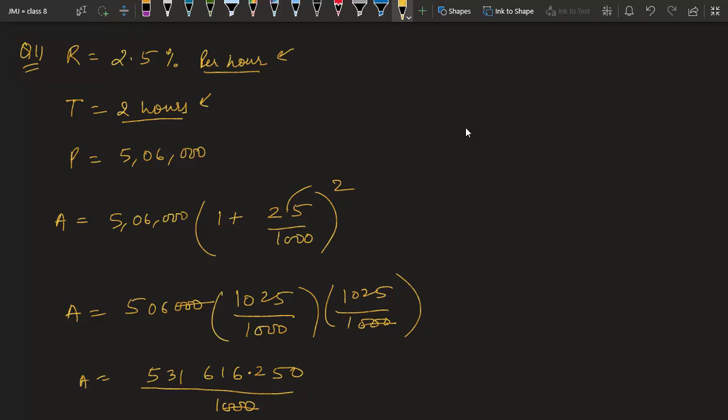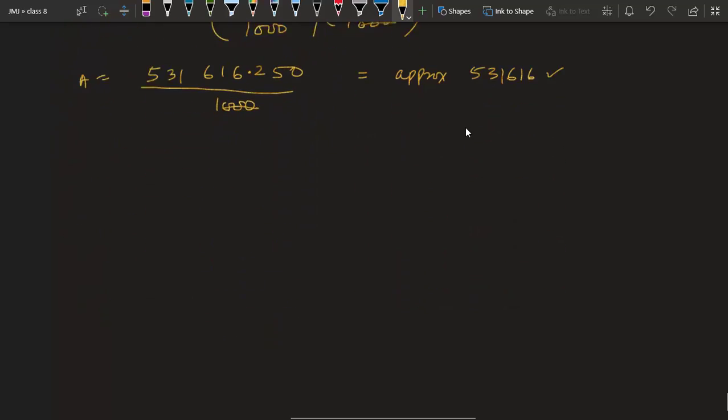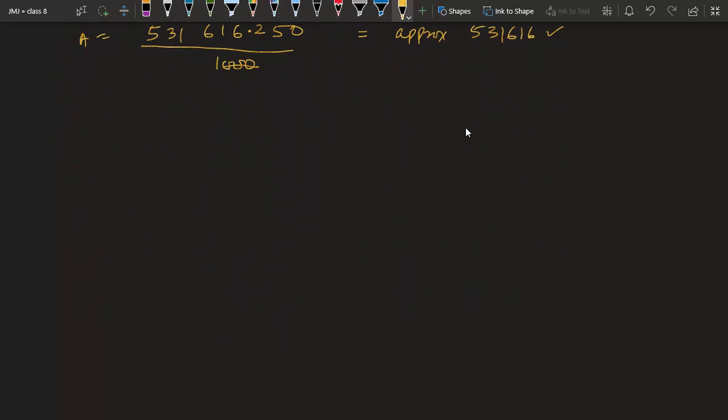So we can take an approximate value for this as 531,616 approx. After 2 hours, this will be the population of bacteria. Okay. So you have seen how we have utilized the concept of compound interest to find the population of humans as well as bacteria. Now last question, question number 12.